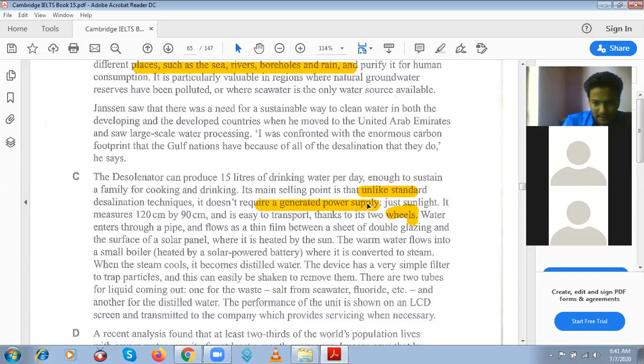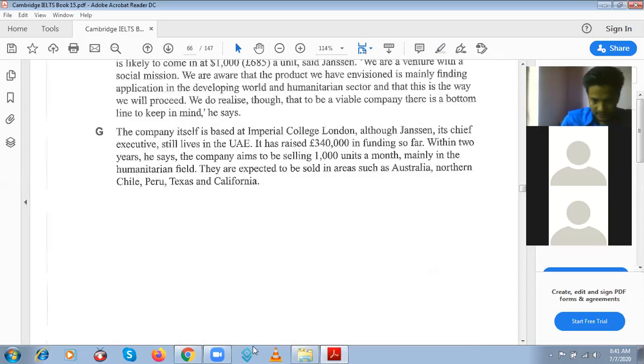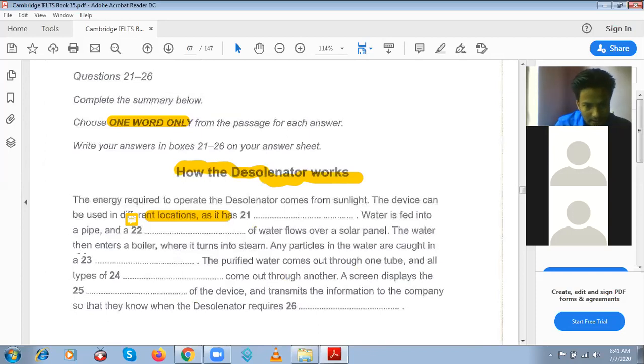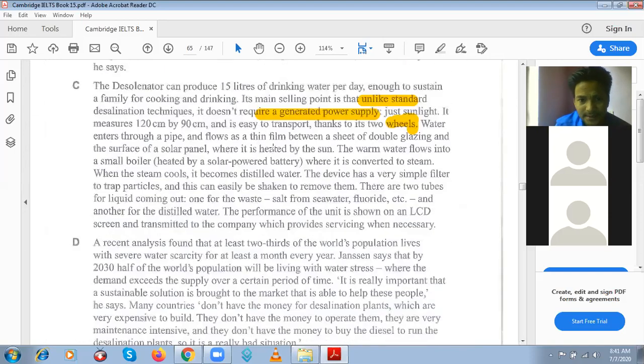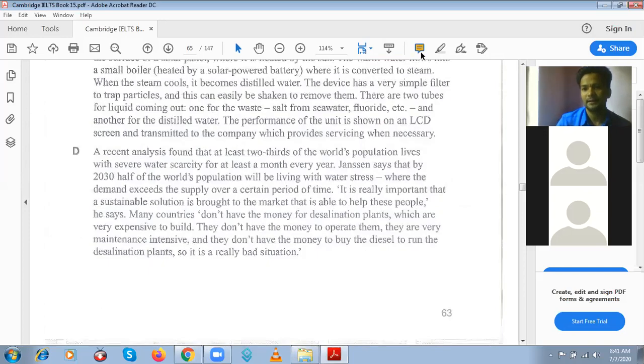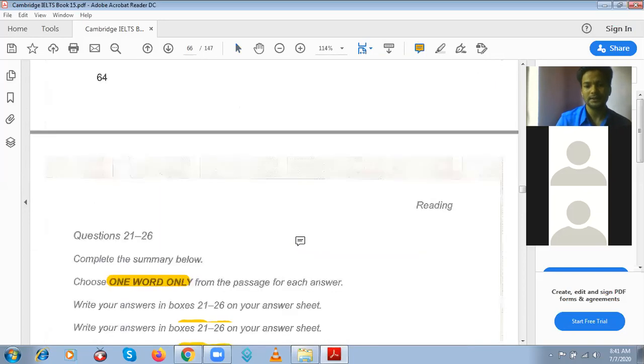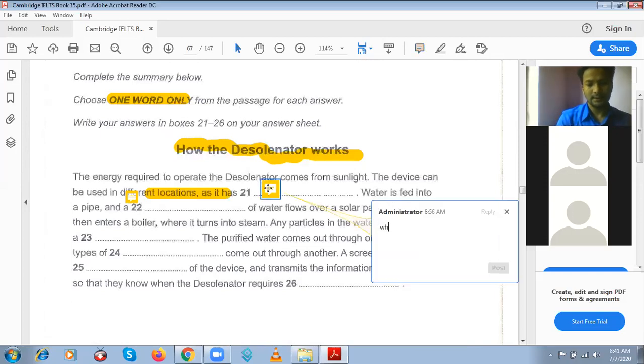Okay, generated power supply. This is the area. Here, see the question area. The device can be used in different locations as it has... what does it have? It has two wheels. Let's see: two distillation techniques, it doesn't require a generated power supply, just sunlight. It measures 120 by 90 and is easy to transport thanks to its two wheels. The answer is wheels. W-H-E-E-L-S, wheels.